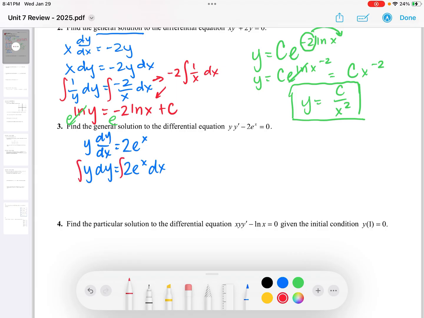On the left-hand side, this is going to be 1/2 y squared. On the right-hand side, okay, again, we can move those constants out in front. We don't need u sub in this case. We can just move that out to the front. So that this is going to end up being 2e to the x plus c.